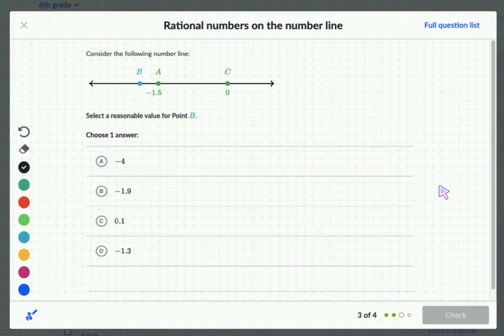For this example, we have a number line with A, B, and C points. We need to find a reasonable value for point B. So it needs to make sense where you put the value, all right? Go ahead and pause the video and try it on your own first.